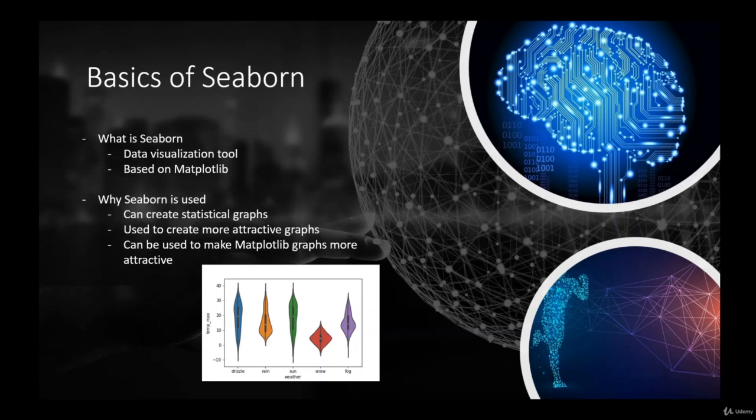Second thing, it's used to create more attractive graphs. You have plenty of types of graphs that you guys can use. For example, right here, you have a violin plot, which is one type of graph that you can have with Seaborn, which is pretty cool. And finally, it can be used to make Matplotlib graphs more attractive, which is pretty much the same thing as the previous point. What does this all mean? It means that it takes all the Matplotlib features and makes them a little bit better. Not better, but more attractive.